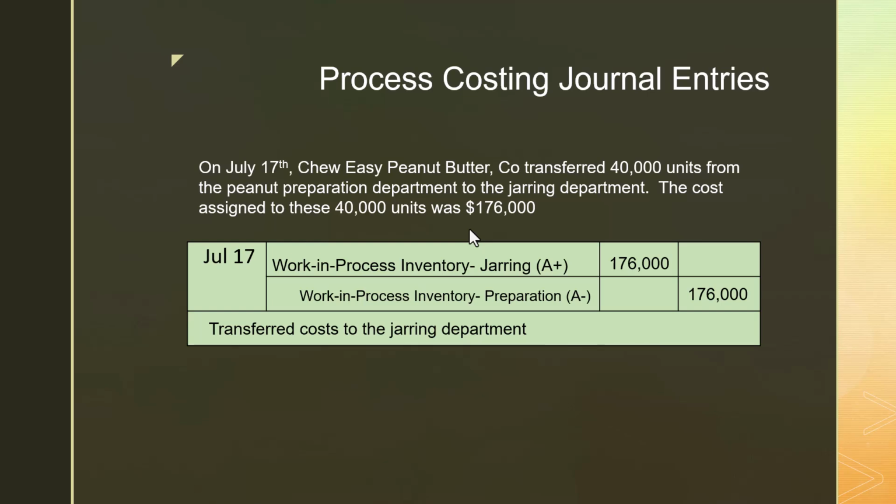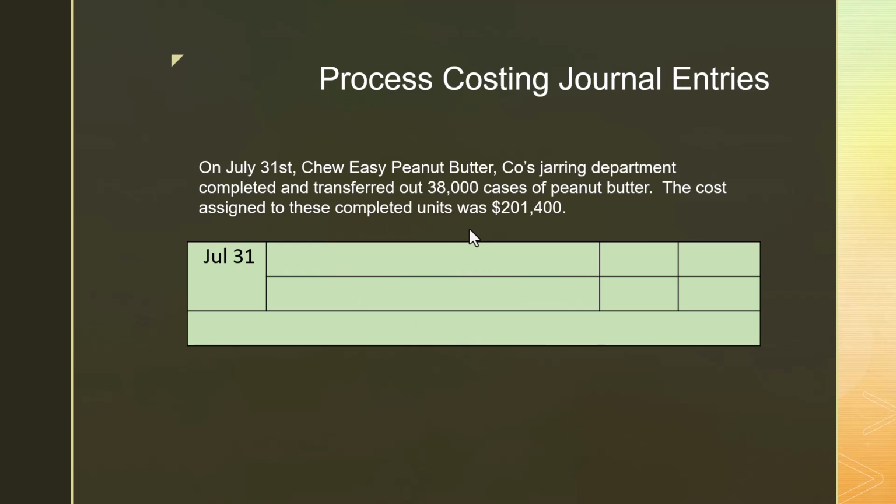But in the jarring department, not everything is a work in process. They finished some goods as well. And they completed and transferred out 38,000 cases of finished sellable peanut butter during the period. On their PCR, the total amount of costs that got transferred out during the period was $201,400. So if they're the last phase of production, it's no longer a work in process.